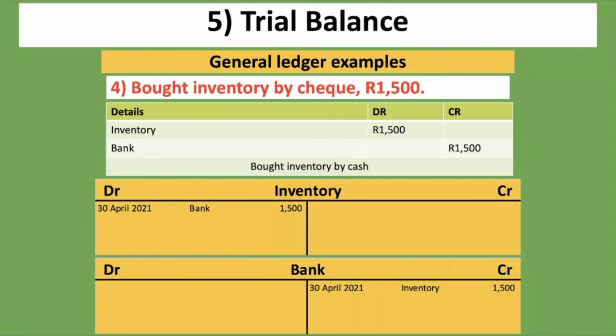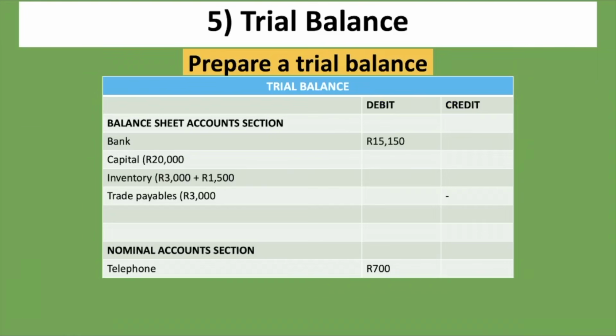We have another one for inventory where we bought inventory by check, 1,500. So obviously it's bank and inventory. Again, bank, we're not taking it into account because we balanced it off. And remember, if you've balanced off all your accounts, or you're given all the general ledger account balances after they were balanced off, then it's easy. You just know where to plug them in your trial balance. So we have another inventory here which was coming into the business. So obviously we're going to add the 3,000 rand plus the 1,500 rand for our second transaction relating to inventory.